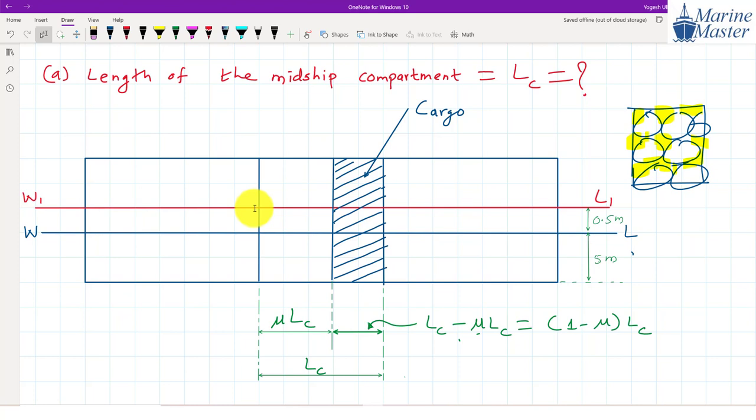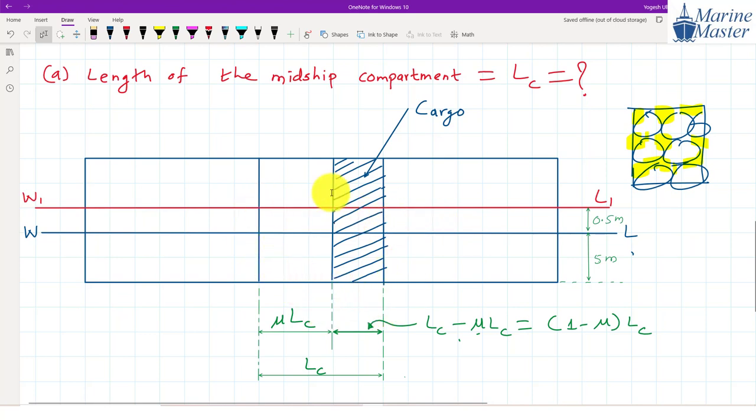Now what will happen here, guys? Because of the bilging, water is going to enter. Water enters into this one. But in which portion is water going to enter? In the cargo portion or the portion which is unoccupied? The portion which is not occupied. And in which portion is the bilging going to take place?